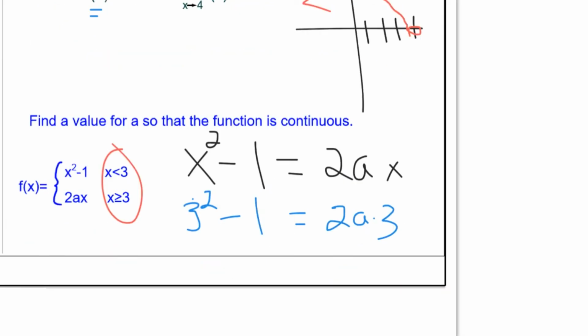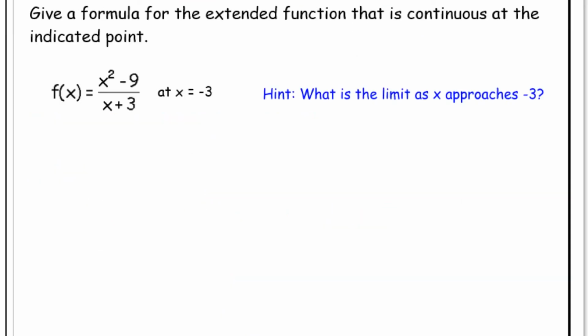So on the left side, 3 squared minus 1 is 8. On the right side, we got 6a. Solve for a, divide both sides by 6. Final answer, a is 8/6, or reduce it, of course, to be what? 4/3. Yep, a is 4/3. There you go. Awesome. All right, last example.